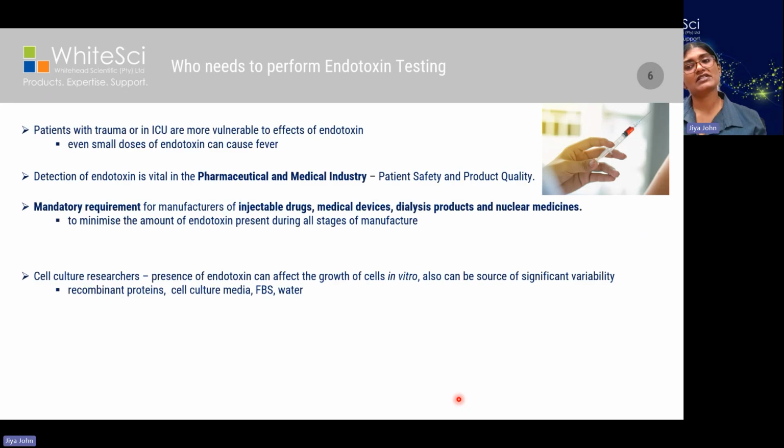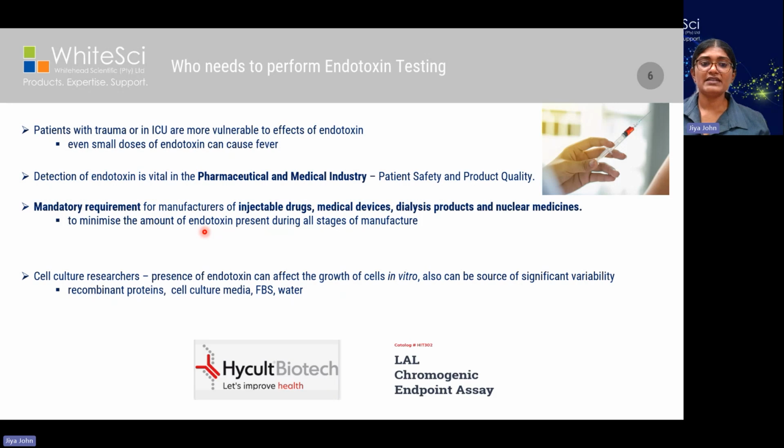If you look at the patients that are with trauma or that are placed in the ICU, they are more vulnerable to the effects of endotoxin. Even small doses of endotoxin can cause fever in them. So the detection of endotoxin becomes vital in the pharmaceutical and medical industry to ensure patient safety and product quality. It is a mandatory requirement for manufacturers of injectable drugs, medical devices, dialysis products, and nuclear medicines to test for endotoxin in their products in order to minimize the amount of endotoxin present during all stages of manufacturing.